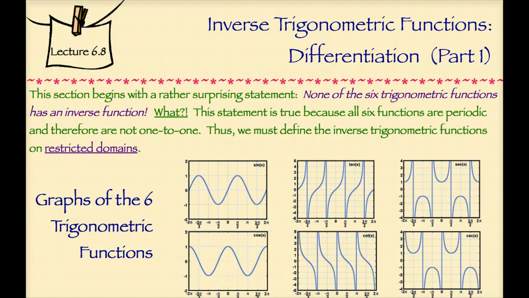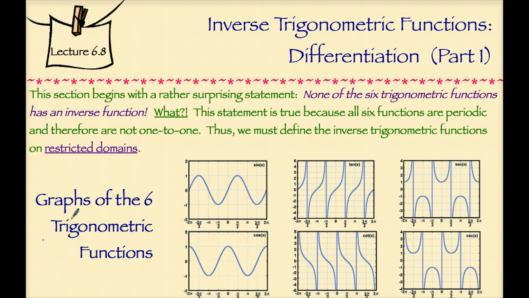Speaking of inverse functions, I wonder if the trigonometric functions have inverses. Well, here is the answer to that question. This section begins with a rather surprising statement. None of the 6 trigonometric functions has an inverse function. What? This statement is true because all 6 trigonometric functions are periodic and therefore are not one-to-one. Thus, we must define the inverse trigonometric functions on restricted domains.